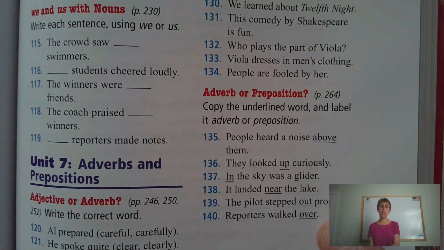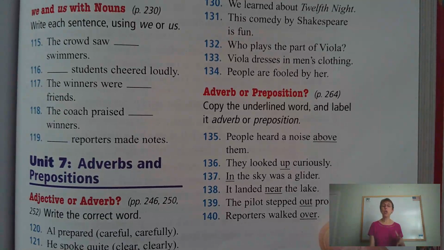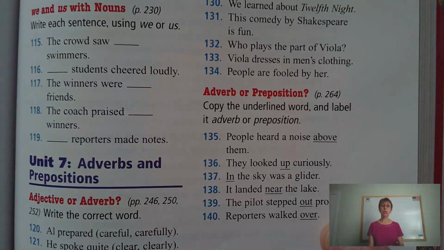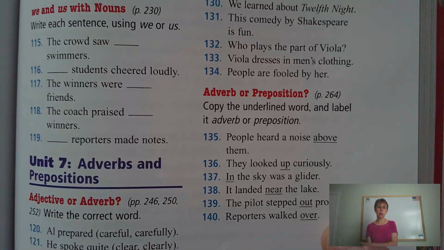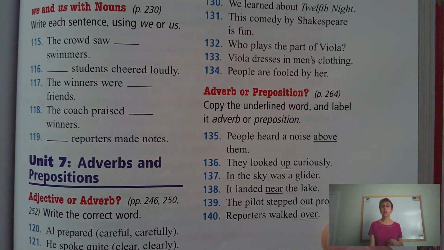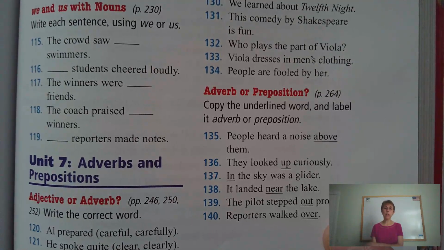It doesn't tell us where they walked. If we said reporters walked over the bridge, then over would be a preposition because the prepositional phrase would be over the bridge. Over what? Over the bridge. But here it just ends with over. Reporters walked over. So that's how you know it is an adverb. If it was a preposition, it would lead into that prepositional phrase.